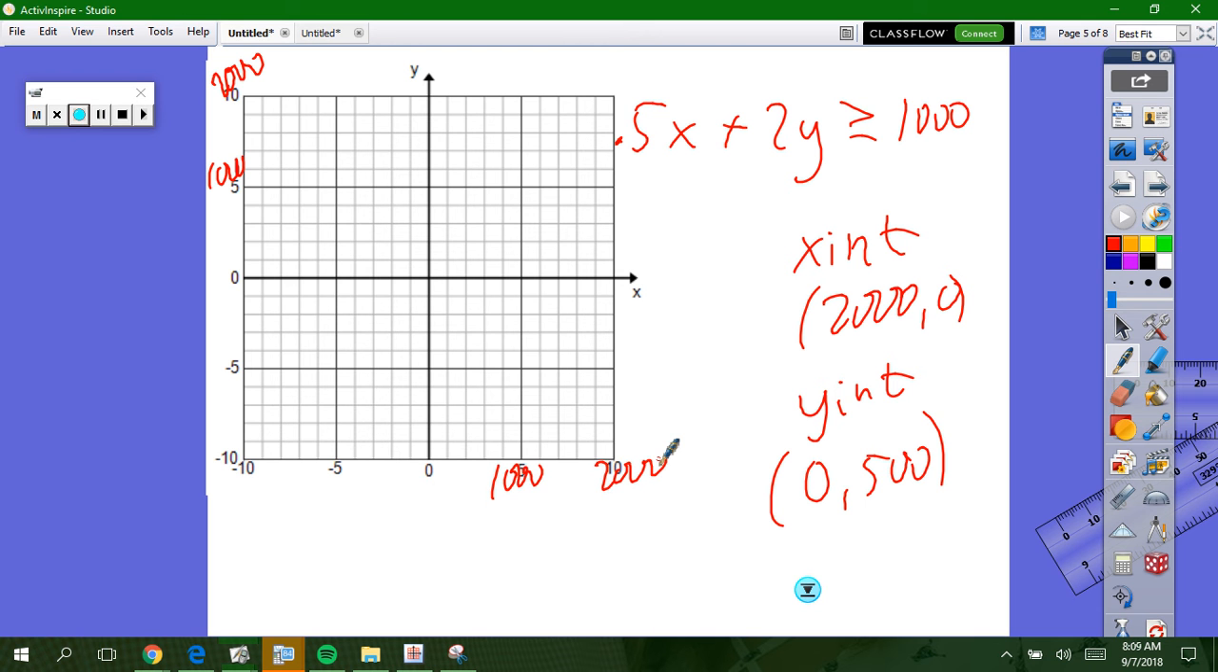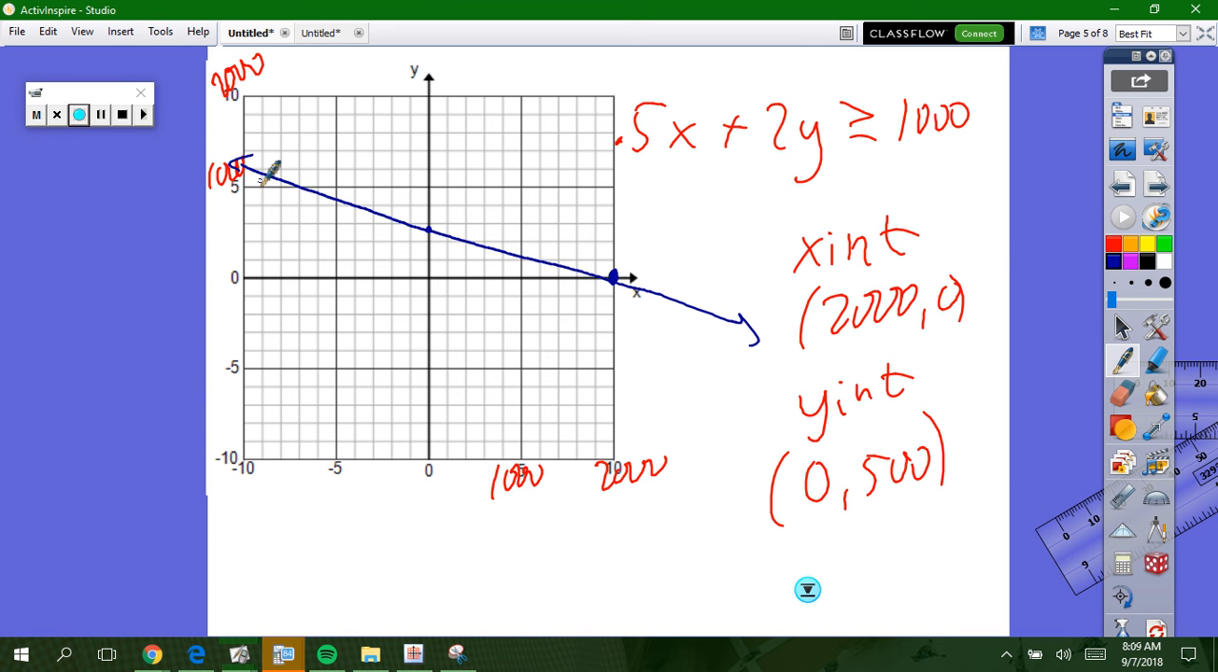Good? All right, so plot the points again. 2,000 comma 0 would be right here. 0, 500. Well, if this is 1,000, I go about halfway. Right there. Now, what are some other restrictions that are on there even though they're not on the board yet? Let's draw this line really quick.